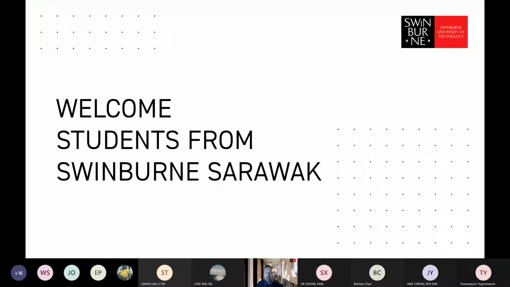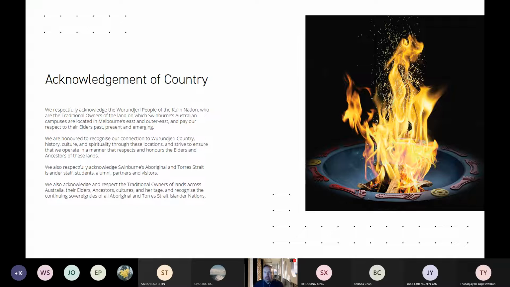Once again, welcome to Swinburne, Melbourne, virtually. One thing we do here at Swinburne in Melbourne, and something we do in Australia, is acknowledge our First Nations people who have been in Australia for many thousands of years, and acknowledge their place in that. When you come to Australia, at a lot of official events you'll hear an acknowledgement of country. If you're an Aboriginal or Torres Strait Islander Australian, you may actually do a welcome to country. But I'll run through this acknowledgement of country.